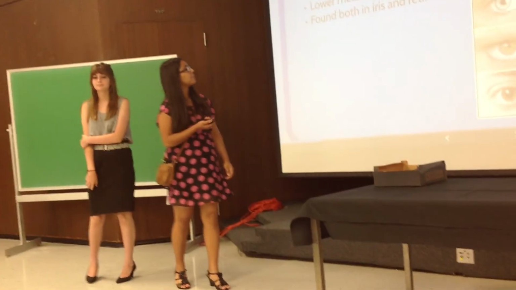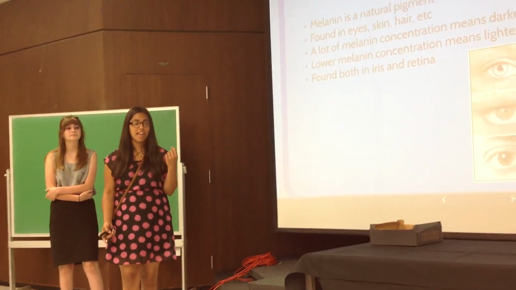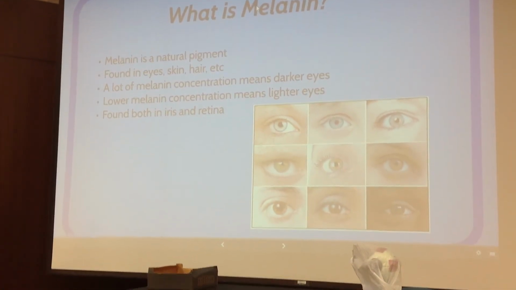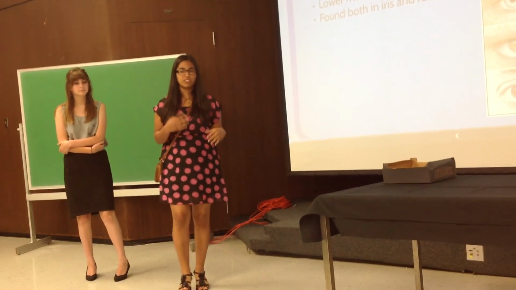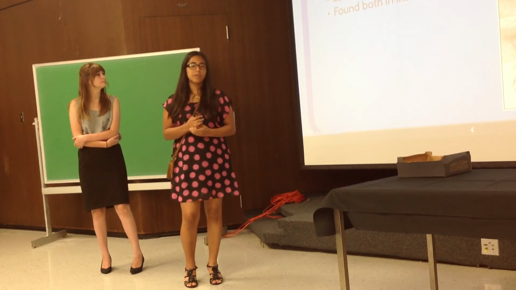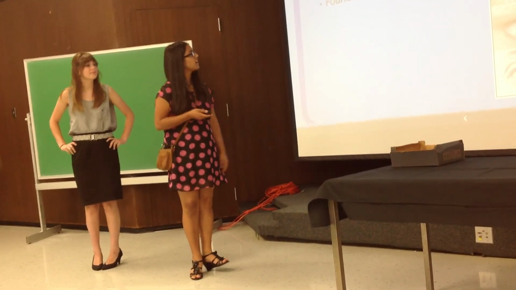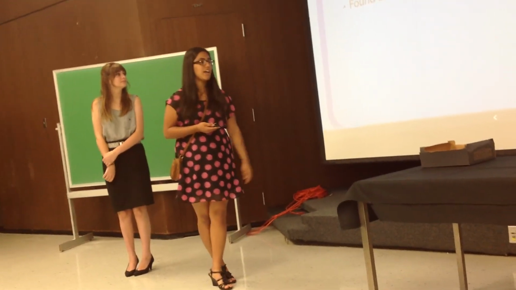Okay, so just to start off, we're going to talk about melanin. Melanin is a natural pigment that is found in the eyes, the hair, the skin, and lots of stuff. If you have a lot of melanin concentration, that means you're going to have darker eyes or a darker skin tone or darker hair. If you have lower melanin concentration, you're going to have a lighter skin tone, lighter eyes, and lighter hair. Melanin is both found in the retina and the iris of the eye.